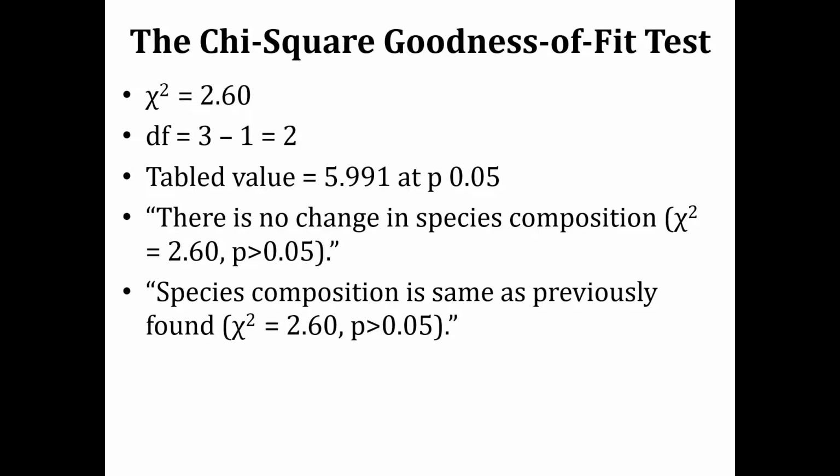So probability of null hypothesis to be true is greater than 0.05, which means our results are non-significant. So there is no change in species composition, chi-square 2.62, and probability greater than 0.05. Or we can also say that species composition is same as previously found. The chi-square is 2.6 and the probability is greater than 0.05. So this is the example of how we can use the chi-square goodness of fit test to compare our observed and expected frequencies under some predetermined model or predetermined ratio.